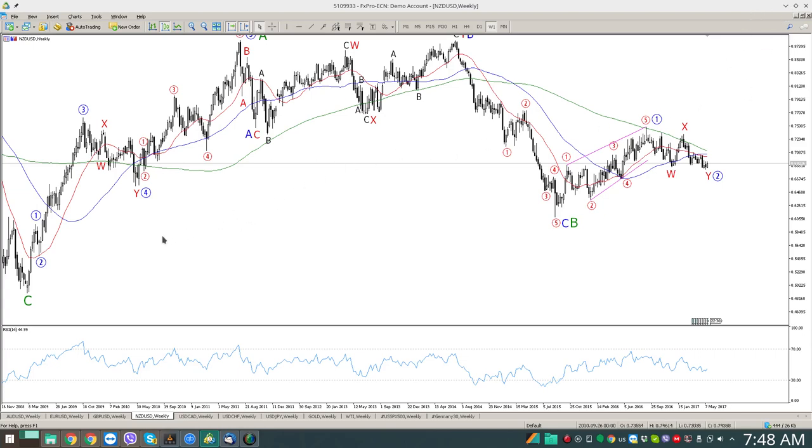So 1, 2, 3, 4, 5 for wave A. ABC, WXY for wave B, and another, excuse me, this is incorrect here. I have to correct this. Sorry, I missed that. This is here, and yeah, this is ABC. I have to correct this. I will do that later on.